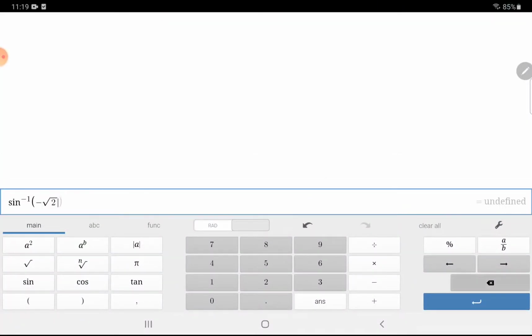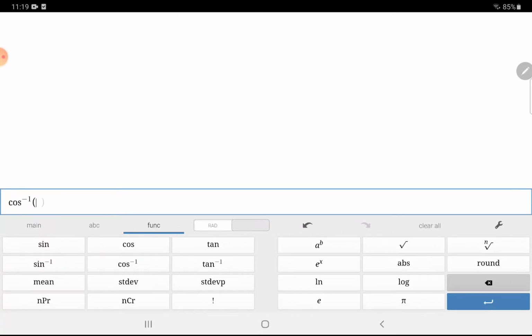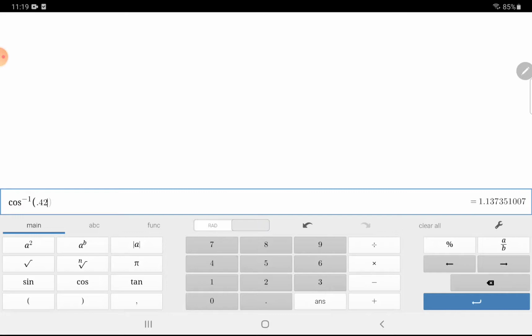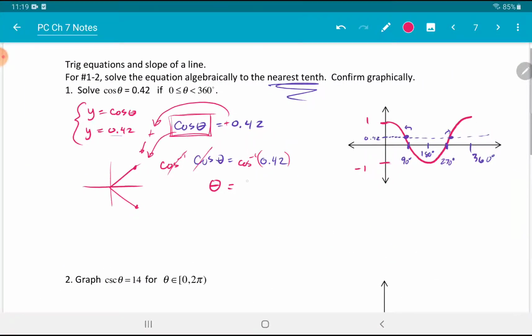So we have cosine inverse of 0.42. And we'll go in degree format here. And that's giving us 65.165 degrees. Okay. And keep in mind that we do want to round this to the nearest tenth. So this is going to give us a value of 65.2 degrees. Keep in mind that that value, 65.2, is giving you an answer in quadrant 1.